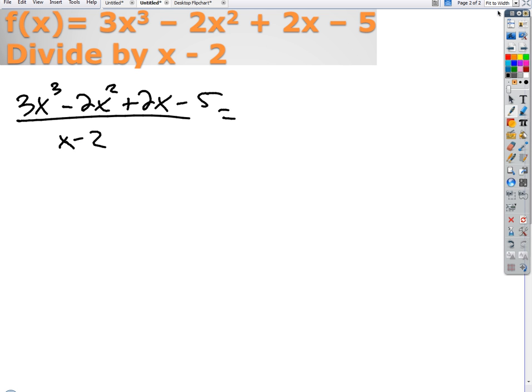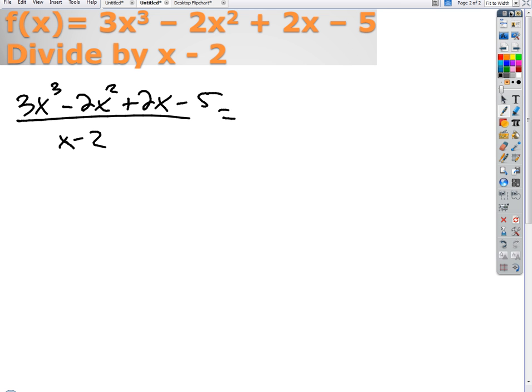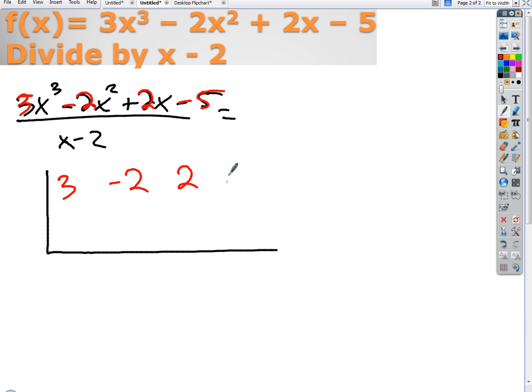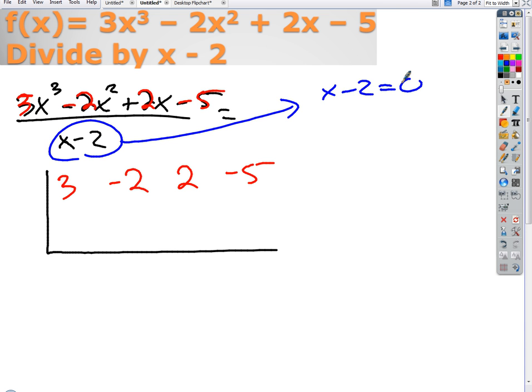So all we have to do with this process is set up a synthetic bracket, and we're going to put the coefficients, so the 3, the negative 2, the positive 2, and the negative 5, into the top of our synthetic bracket, just like they did for substitution. So the 3 goes first, then the negative 2, then the positive 2, then the negative 5. Okay? Now what's the number that goes out front? All you have to do is take the denominator and set it equal to 0. If I set it equal to 0 and solve, I get positive 2. Okay? So that's the number that goes out front.